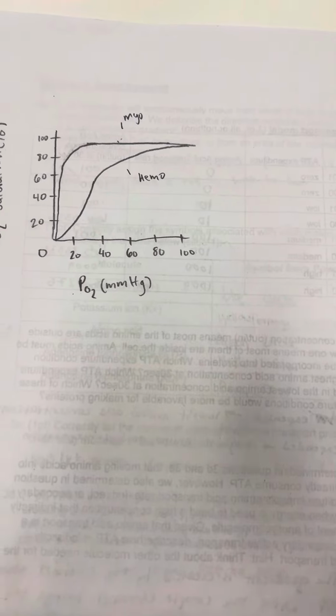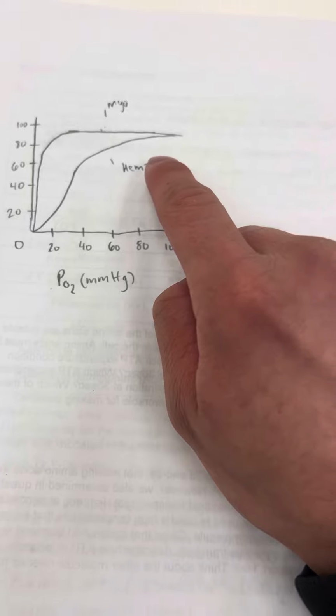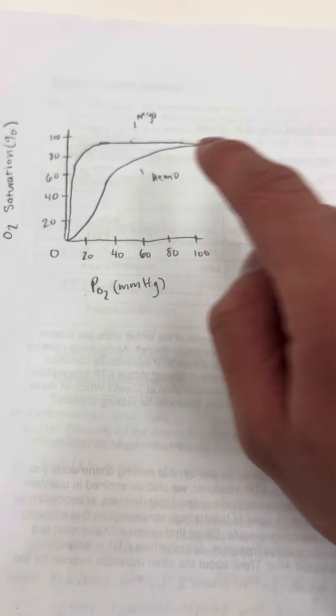Hemoglobin, its affinity for oxygen changes with its partial pressure. So as partial pressure decreases or increases, you'll see the shift, right? Partial pressure of oxygen, you'll see a shift in the curve with O2 saturation.